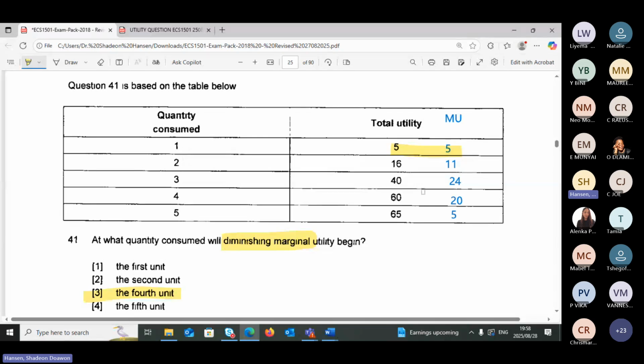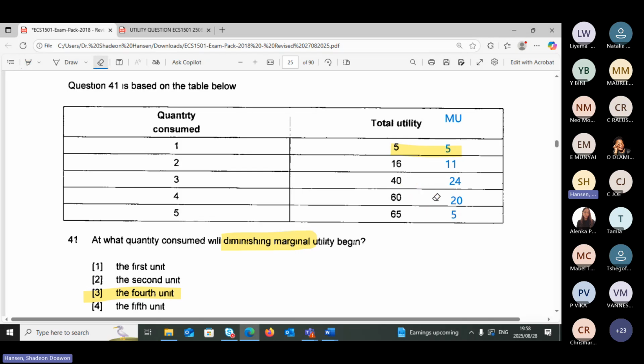Do you see? How did we get to the 24? It is the 40 minus the 16. How did we get to the 20 over here? 60 minus 40. That's 20. How did we get to the 5 over here? It's 65 minus 60 is equal to 5. So basically what we've calculated over here, students, is our marginal utility.